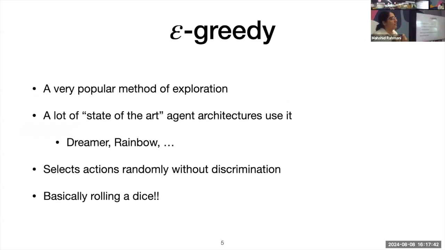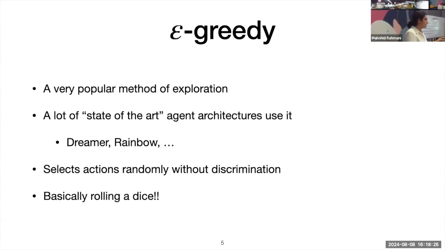So if you want to explore, what is a logical thing to do? That's the basic thing to do: I'll select actions randomly. And that's basically a method. Epsilon greedy is a popular method. I will select actions randomly, exploration, with epsilon probability, and I will select the greedy action with probability 1 minus epsilon. It sounds simple enough, and a lot of the state-of-the-art agent architectures still use this method, like Dreamer, like Rainbow.